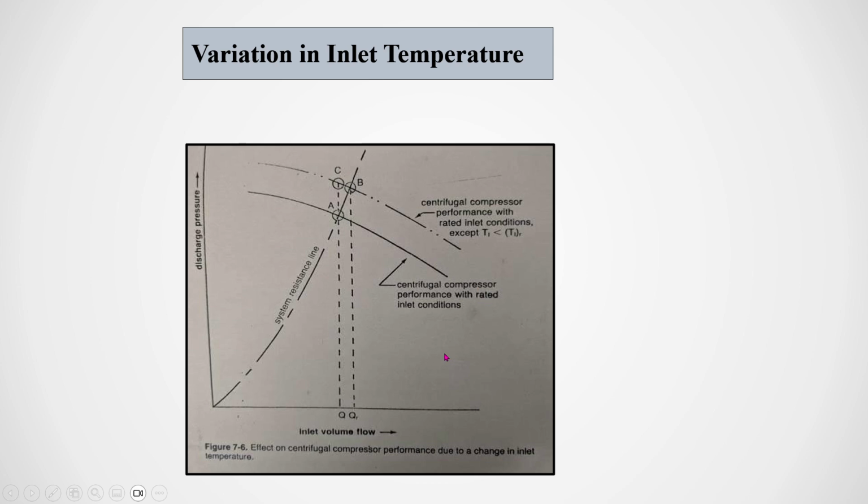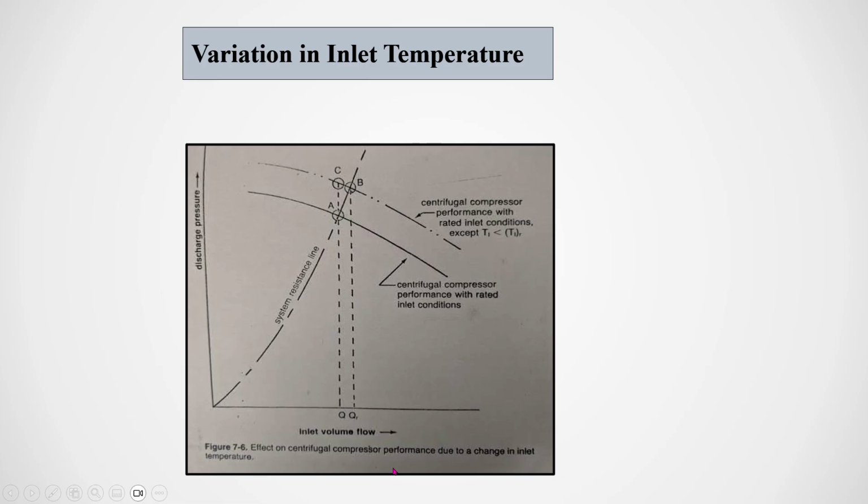Similarly, inlet temperature. Why inlet temperature? Because compressors are running in different seasons. In the winter season, this is your normal running condition. In winter, the temperature has come down. When the temperature comes down, the density will increase and the flow will certainly increase. You see, it is comfortable, because it is running away from the surge point, but not nearer to the stonewall point.